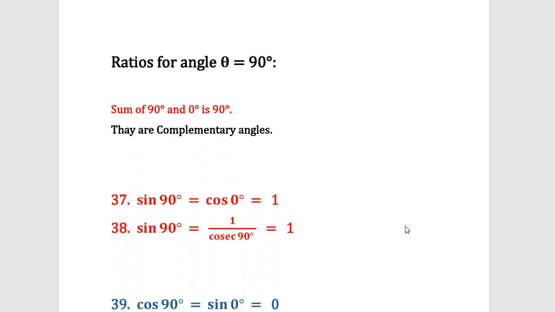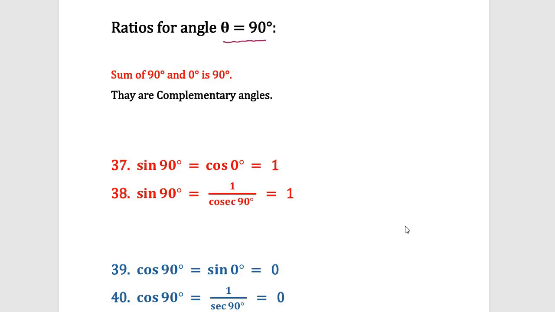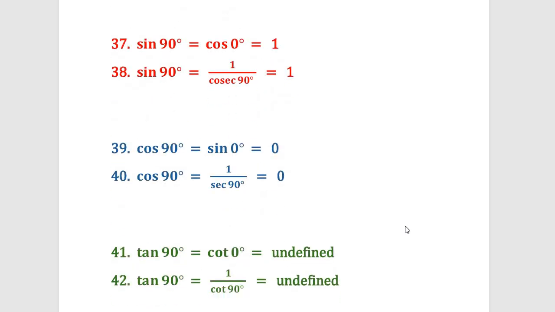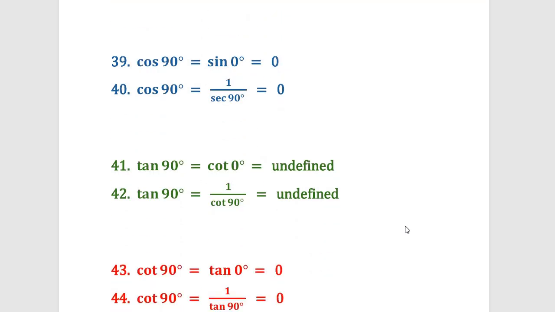Now we'll see ratios for angle theta equals 90 degree. Sum of 90 degree and 0 is 90 degree. So 90 degree and 0 degree are complementary angles. Formula 37. Sin 90 degree equals cos 0 degree equals 1. Formula 38. Sin 90 degree equals 1 by cosec 90 degree equals 1. Formula 39. Cos 90 degree equals sin 0 degree equals 0. Formula 40. Cos 90 degree equals 1 by sec 90 degree equals 0.